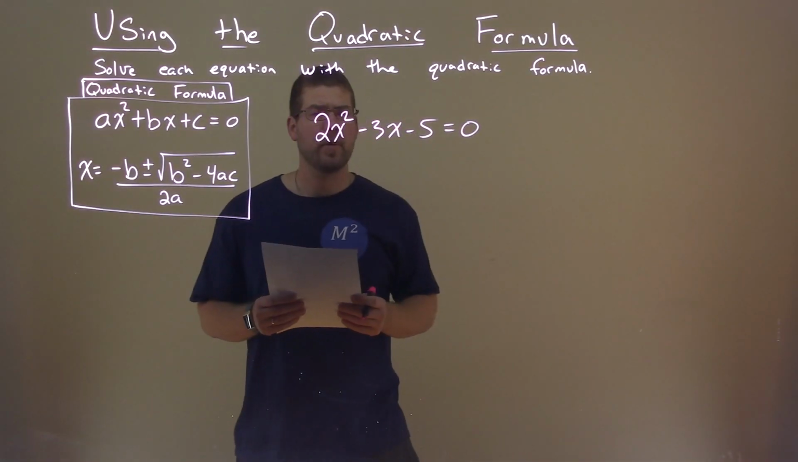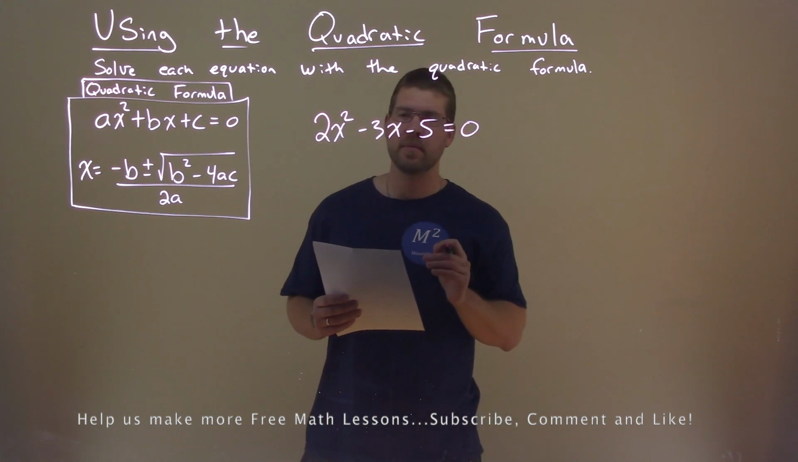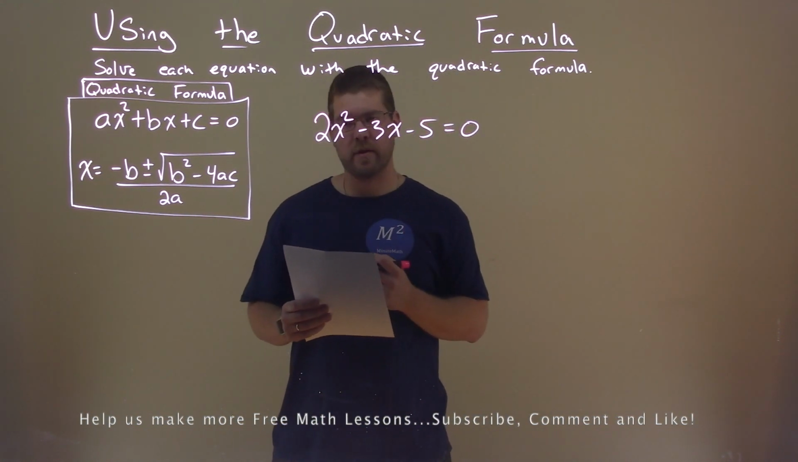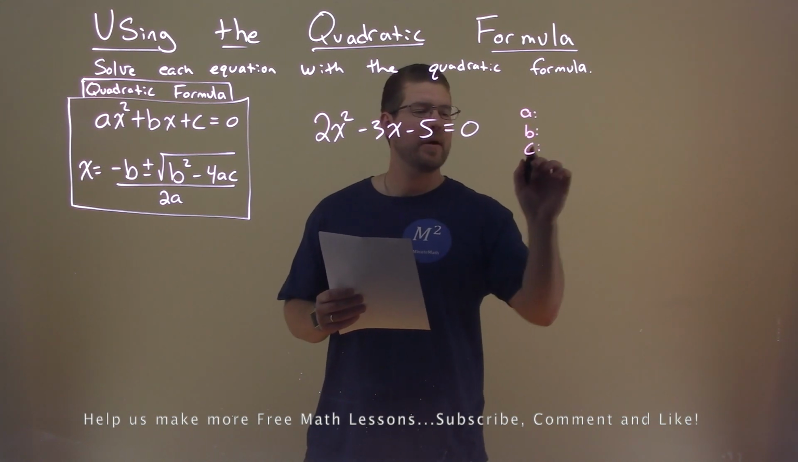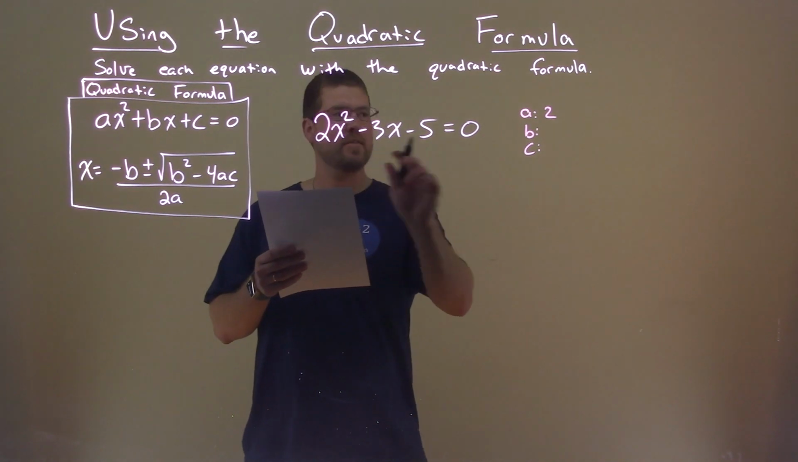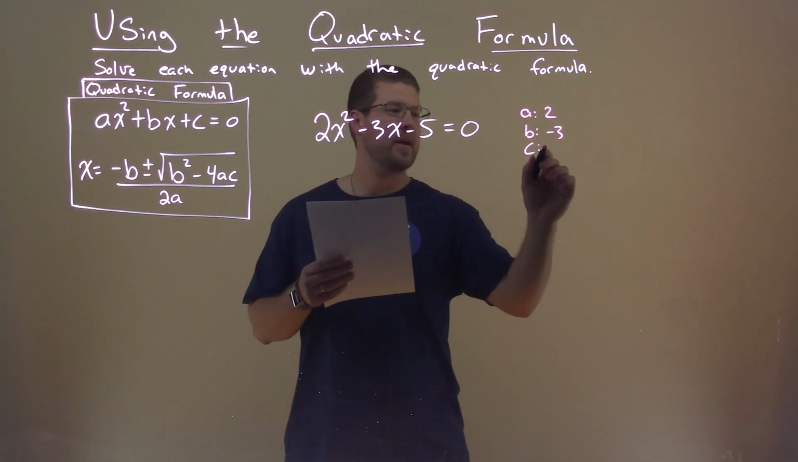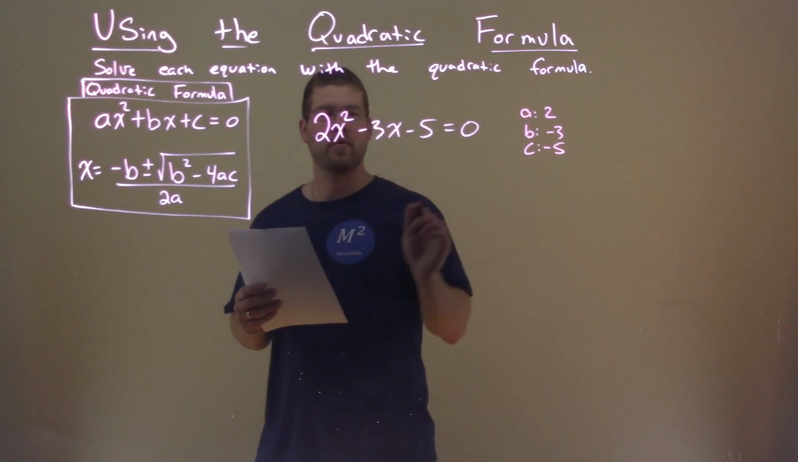We're given this problem right here. 2x squared minus 3x minus 5 equals 0. And we want to solve this using the quadratic formula. Let's find my a, my b value, and my c value first. A is 2, b is negative 3, and c is negative 5. So then from here, we want to use our quadratic formula.